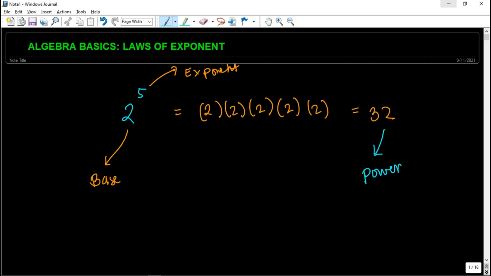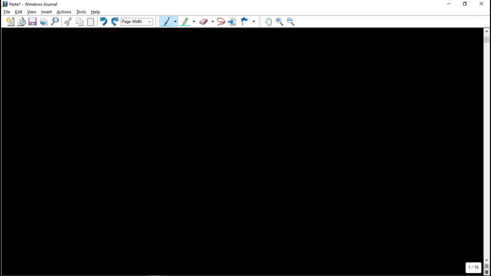So, exponent is a number, in this case 5, that gives the power to which a base is raised. Okay, i-raise natin yung base to a certain exponent to get the power. So, that is what we call an exponent. So, here are the laws of exponent.